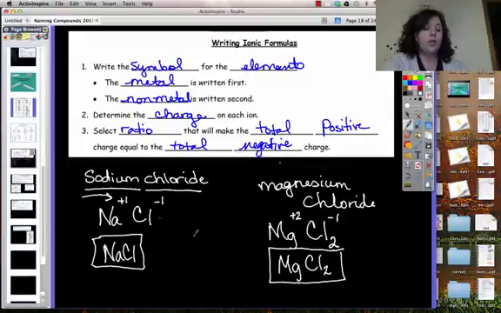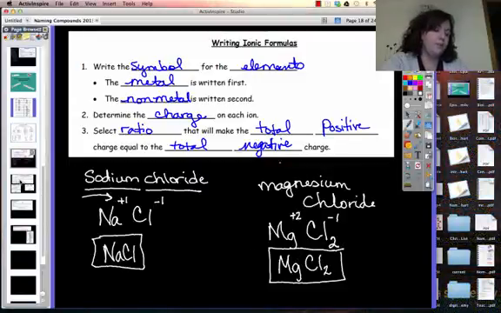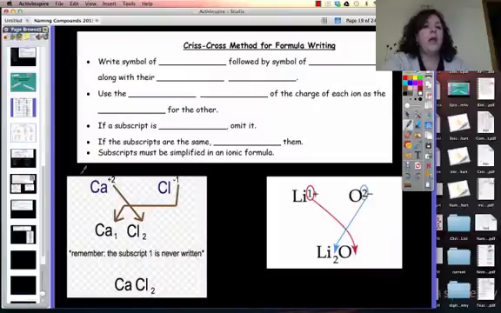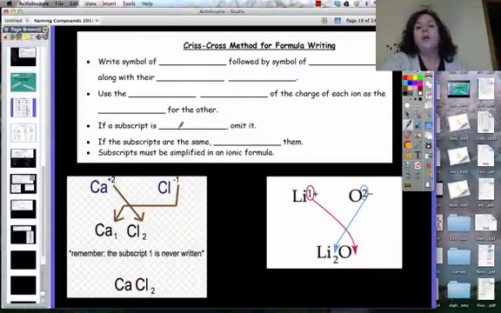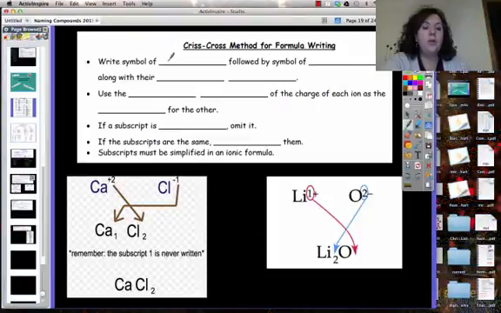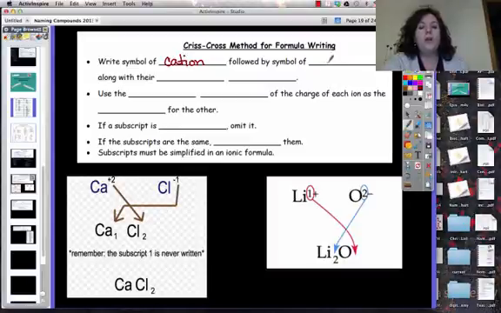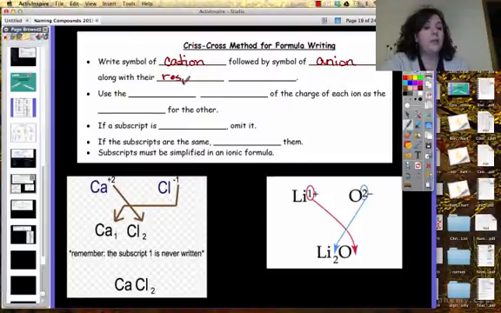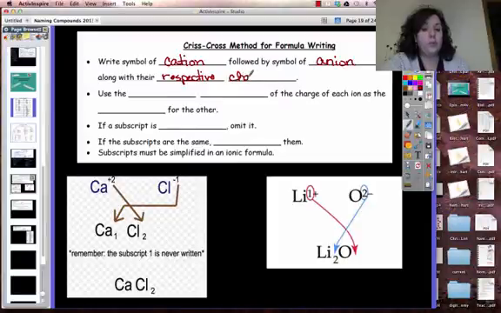Now, there's a little trick to doing this for ionic compounds, and that is called the crisscross method. So if you look at the bottom of your note sheet, it has the crisscross method there. So the crisscross method, first you write the symbol of the cation, which is the metal, followed by the symbol of the anion, along with their respective charges.